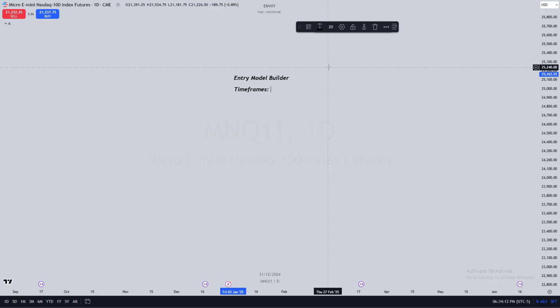So the first thing you're going to have to decide for your entry model is the time frames that you're going to enter on. If you're a day trader, if you're a scalper, if you're a swing trader, it all depends. I personally am a day trader slash scalper, and so my model is based off of the 5-minute, the 15-minute, at max the 1 hour, and also the 1 minute chart. So these are the four time frames that I look for entries.